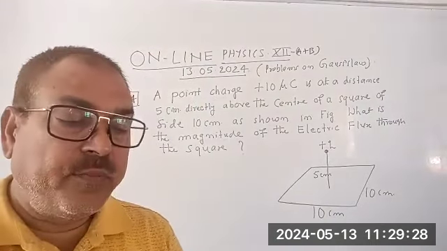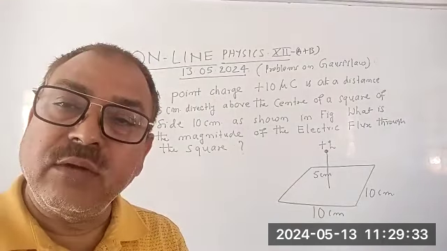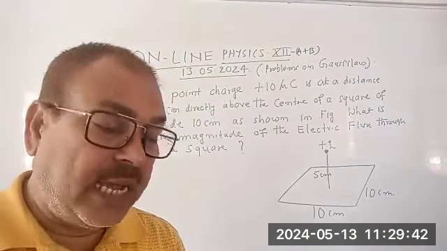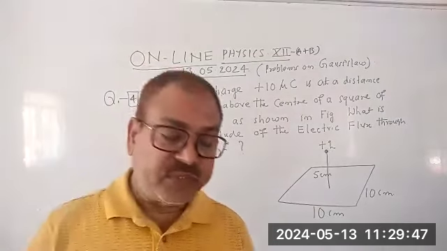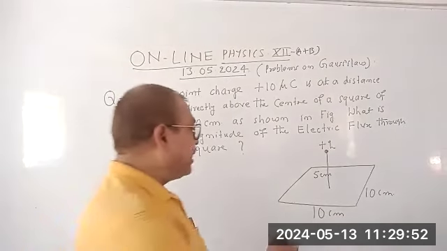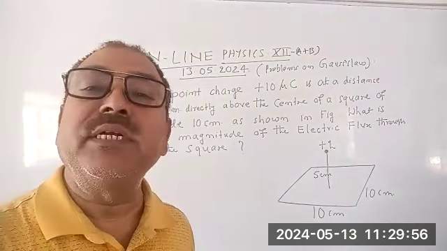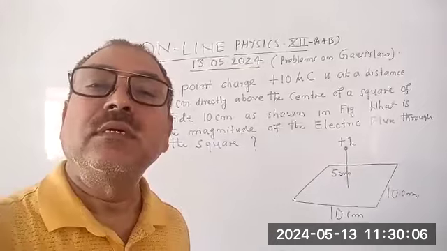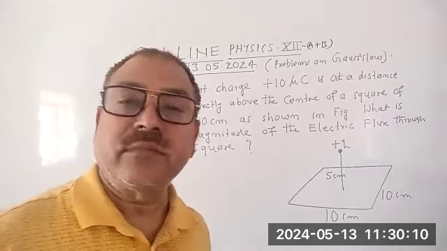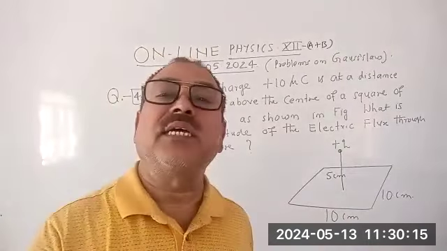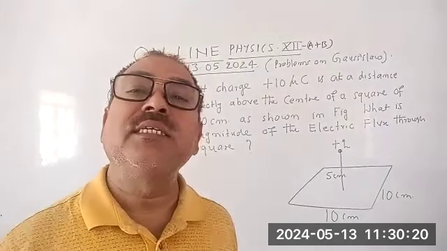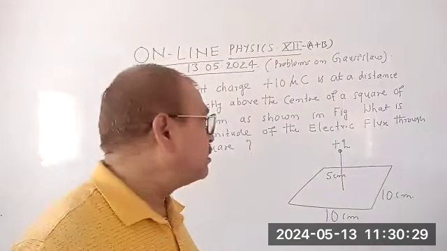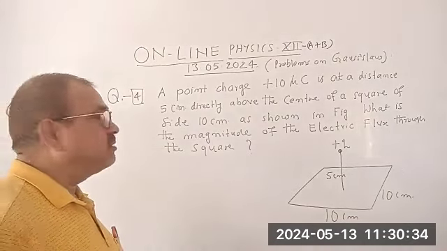The question is: a point charge of 10 microcoulomb is at a distance of 5 centimeter directly above the center of a square of side 10 centimeter. In the diagram you can see here, one face of the square has been taken, and 10 centimeter is the side of the square. 5 centimeter just above the face of the square, plus Q charge is there. The question is, what is the magnitude of the electric flux?